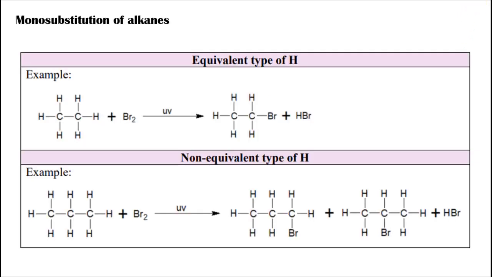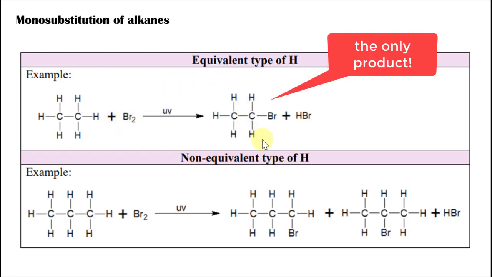So for the halogenation of alkanes, our focus is only on the mono substitution of alkanes. It means that only one of the hydrogens from the alkane is going to be substituted with one halogen. For alkanes that have equivalent or the same type of hydrogen, when they undergo bromination or chlorination, they will yield only one alkyl halide product.